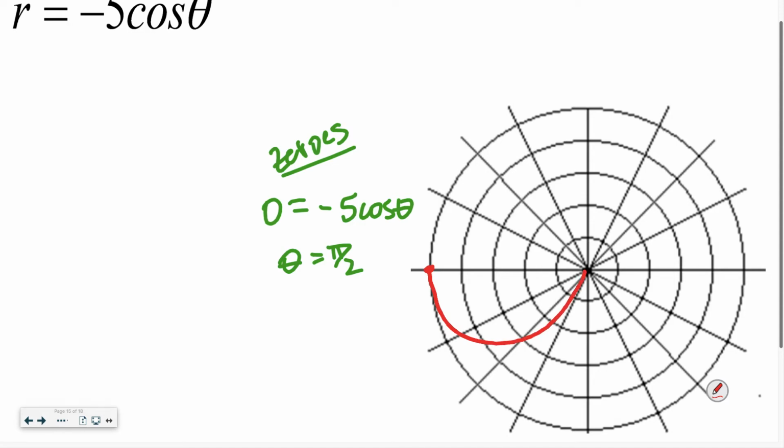Here's our 0, because we're going through the pole. So it's the origin? The 0 is just always the origin? Yes. So you just have to find out where it starts and then what angle.